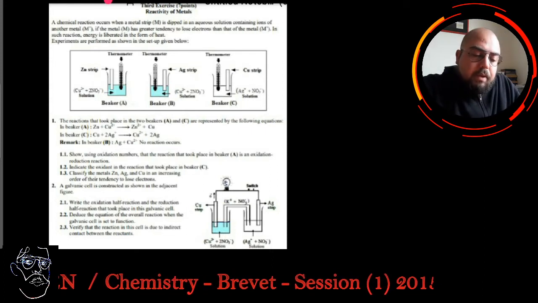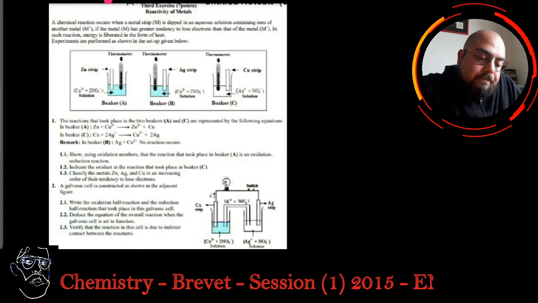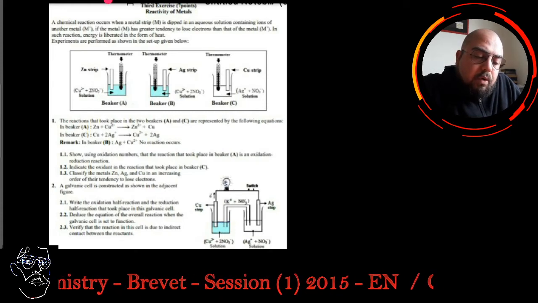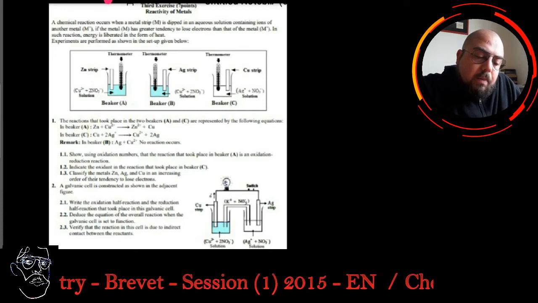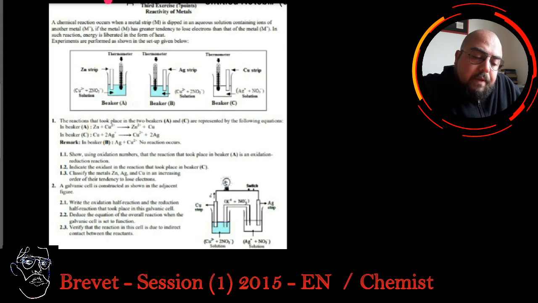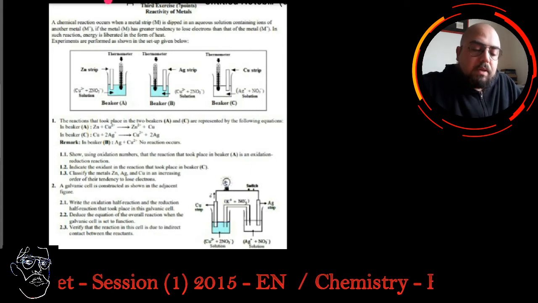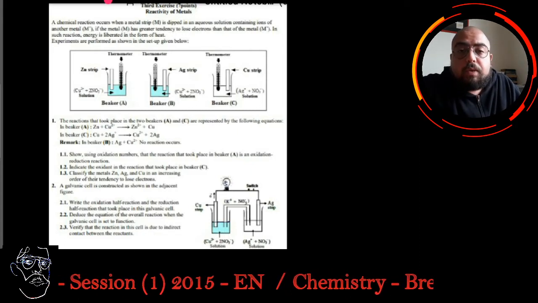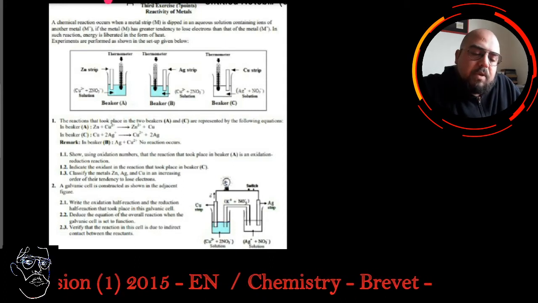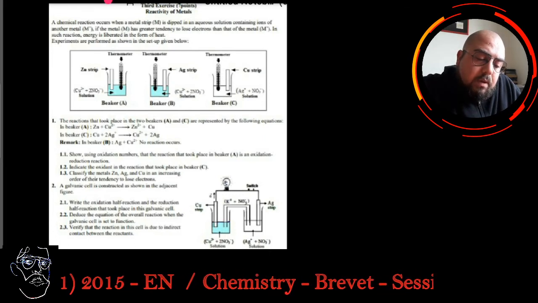So you have a beaker A with a Zn strip dipped in a Cu2+ solution. The temperature is increasing, of course. The second one, beaker B, has Ag dipped in a solution containing Cu2+, and finally a Cu strip immersed in Ag+. Again, the temperature is increasing. So from this we can deduce in which case we had a reaction. The reaction that took place in the two beakers A and C, so it's only A and C, in B there's no reaction, are represented by the following equations.